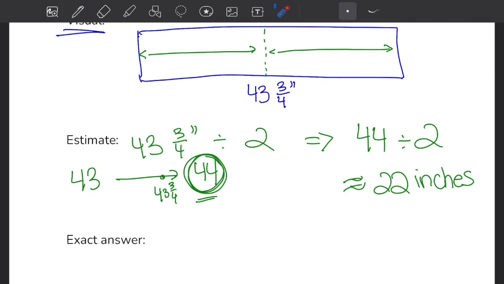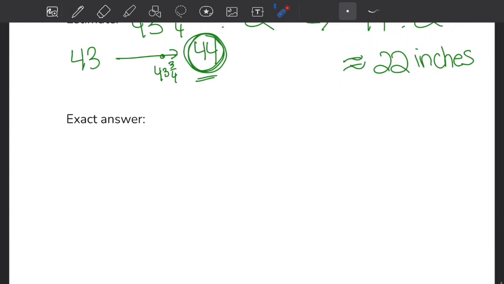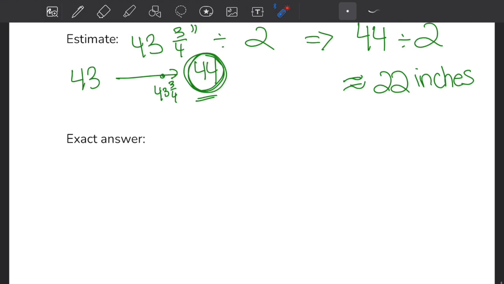Now, if you didn't know how to do this in your head, that's totally fine. You can use your calculator for that. You can go 44 divided by 2. Okay? So this is my estimate. My estimate should be close to my exact answer. And now my next step is to actually find the precise value, the actual midpoint, not the estimate.